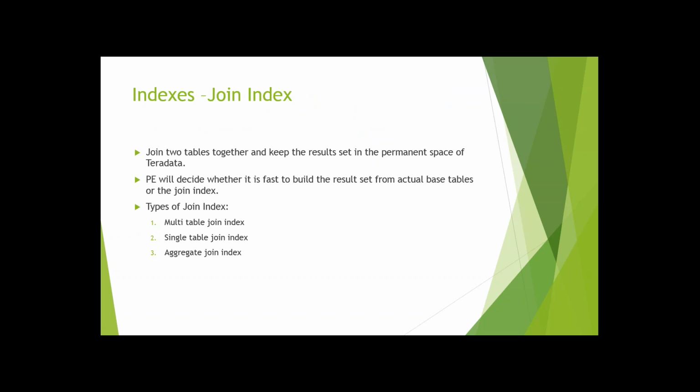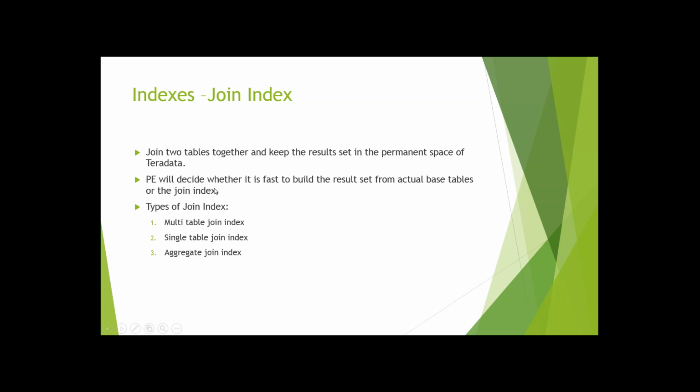Let's go ahead and look at what join indexes are. What is join index? Join index is nothing but when you join two or more tables and then you keep the results set in a permanent place in Teradata, which means you're creating a separate sort of a table which is consuming the perm space. But the input for that is two or more tables joined together, and you're storing that result in a separate table which is called join index.